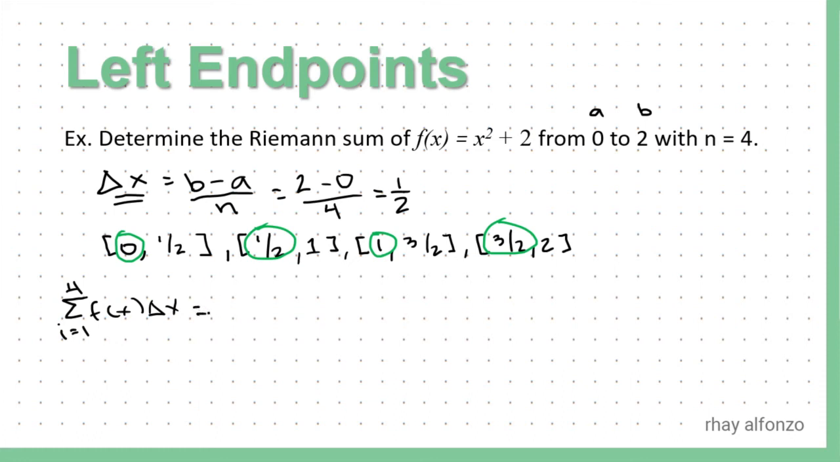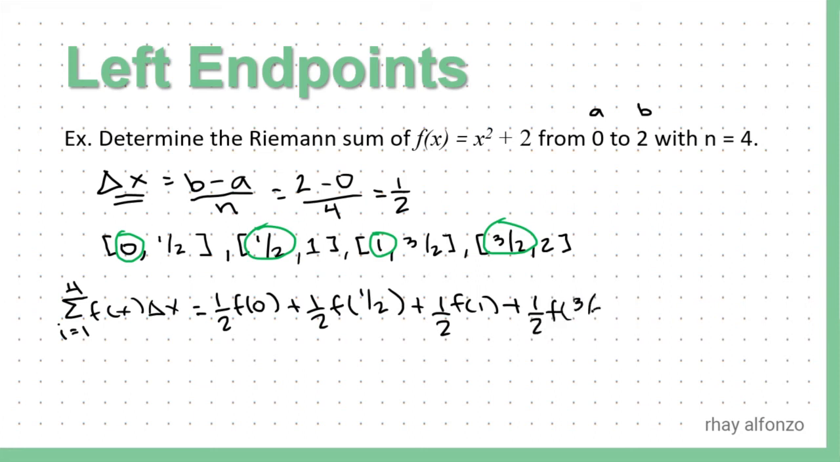So this gives us 1/2 times f of 0 plus 1/2, which is our delta x, times f of 1/2 plus 1/2 times f of 1 plus 1/2 times f of 3/2, or our last left endpoint.